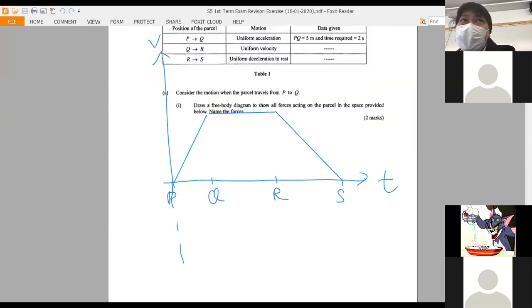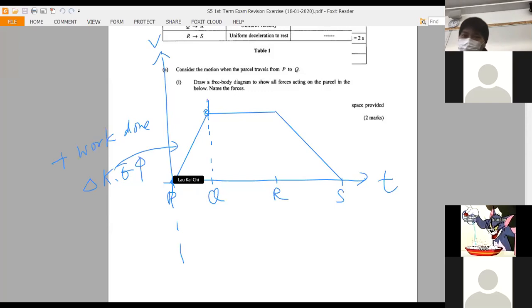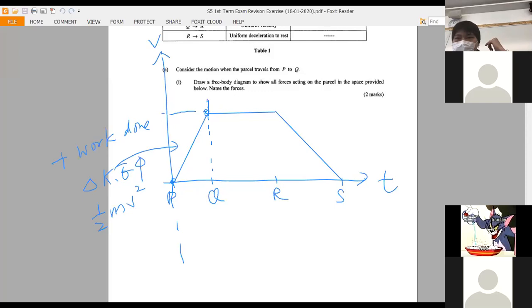So what's happening on the force? In fact, first region, there's a positive work done. And this work done will provide the energy into change in KE. The change in KE is increasing in this region, right? So you can also calculate the KE by looking for this half mv squared. Okay, you have mass, you have velocity, so that you can find the KE gain.